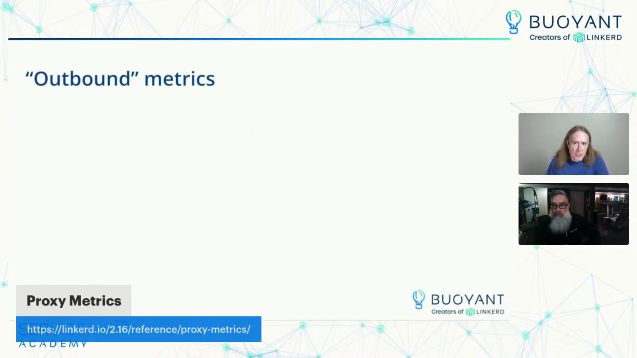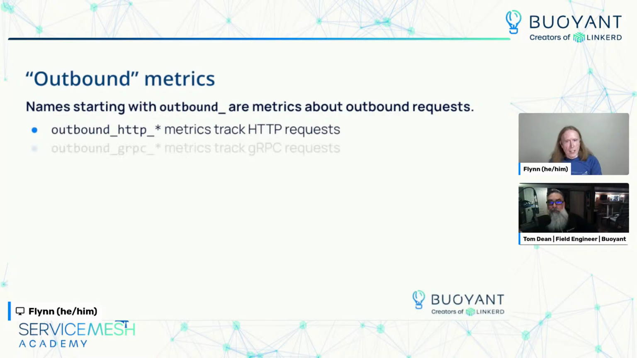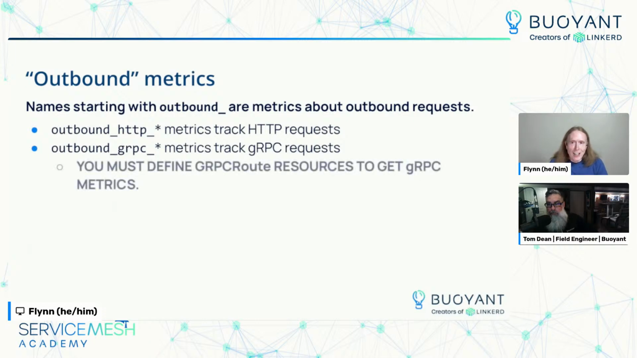The outbound metrics, these are the ones that are particularly interesting to me, mostly because a lot of these are kind of new with 2.16, and we've brought some kind of cool functionality in here. The big one is we have outbound HTTP metrics, but we also now have outbound gRPC metrics, which is extremely cool because we didn't have those before. Very, very important: you will not get any outbound gRPC metrics if you have not defined gRPC routes.